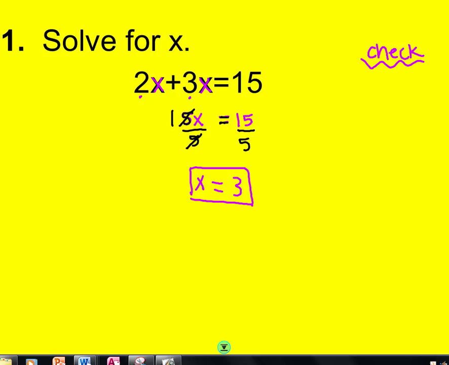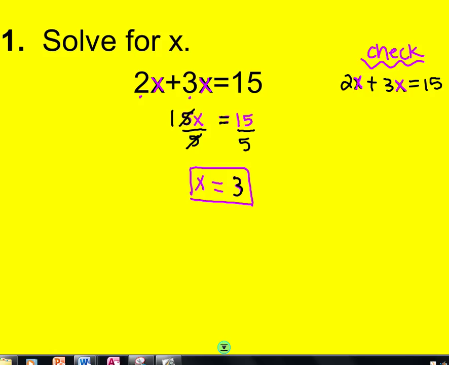So I'm checking to see, is my answer correct? Is x actually equal to 3? In order to determine that, I need to write the original equation, 2x plus 3x is equal to 15. So all I have to do is substitute x. I know that x, according to my calculations, is equal to 3.